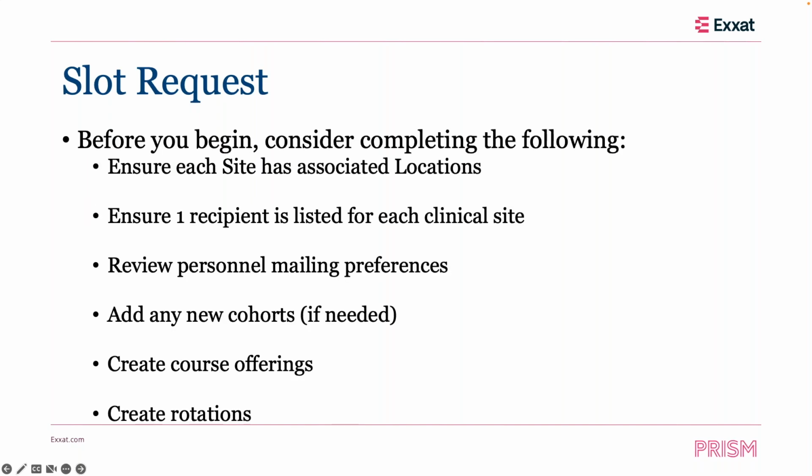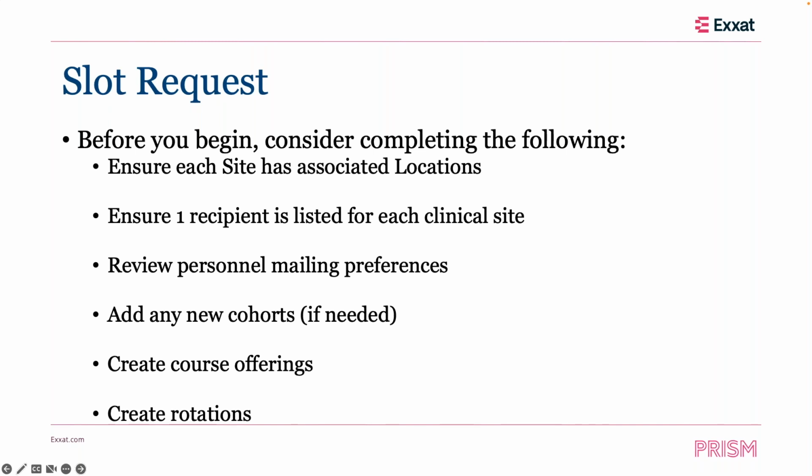So before you begin your slot request, we do recommend that you consider completing the following activities, which can be a lot. So we'll go through each of these. So first off, you want to ensure that each site has associated locations. So if your site has no locations listed, they are not able to receive your slot request communication. So it's super important to make sure that each site has at least one location listed if you'd like them to receive that email. You also want to ensure that there is at least one recipient listed for each clinical site if you would like them to be able to offer those slots for your program.